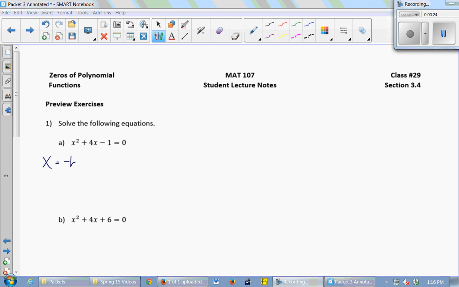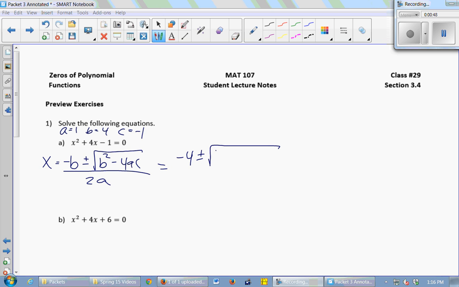X equals the opposite of b plus or minus the square root of b squared minus 4ac all over 2a. And what are my a, b, and c in this case? 1 and 4, and -1. That's right. Okay, so this is going to be the opposite of b. If b is 4, the opposite of b is -4, plus or minus the square root of b squared, which is 16, minus 4 times a times c, all over 2 times 1. So I just replaced everything.